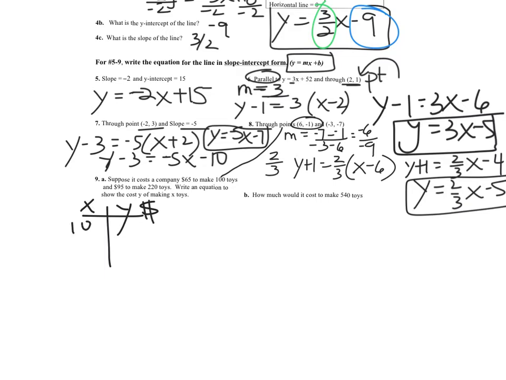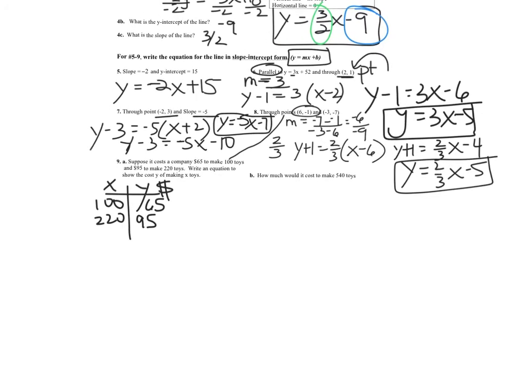If I have 100 toys, it's going to cost $65. And if I make 220 toys, it's going to cost $95. So don't get those switched around. They tell you which one's the dependent, which one's the independent variable. So that would give you 2 points. You have the point 100, 65, and 220, 95.